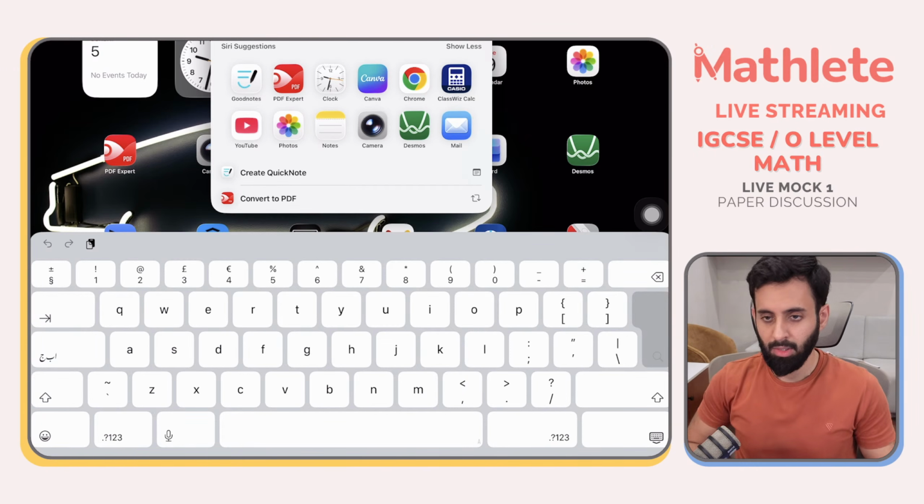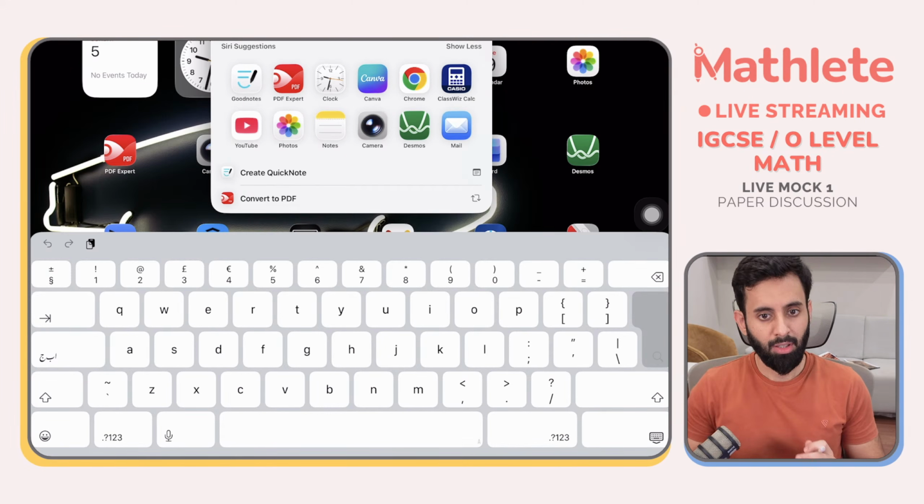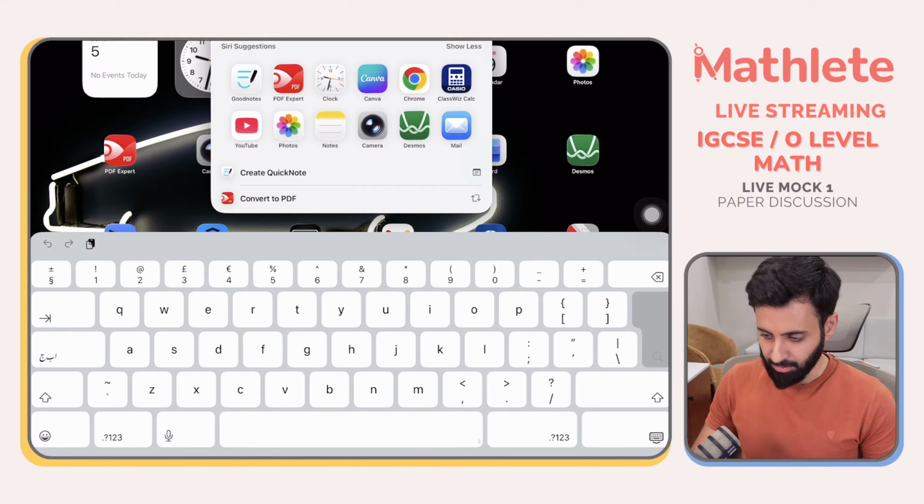Okay, now let's begin. So the first question. The first question is, write down the order of rotational symmetry of the diagram. So what is the rotational symmetry, guys?